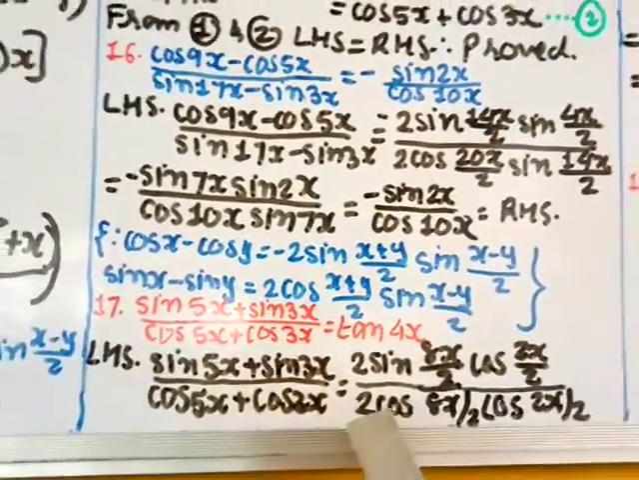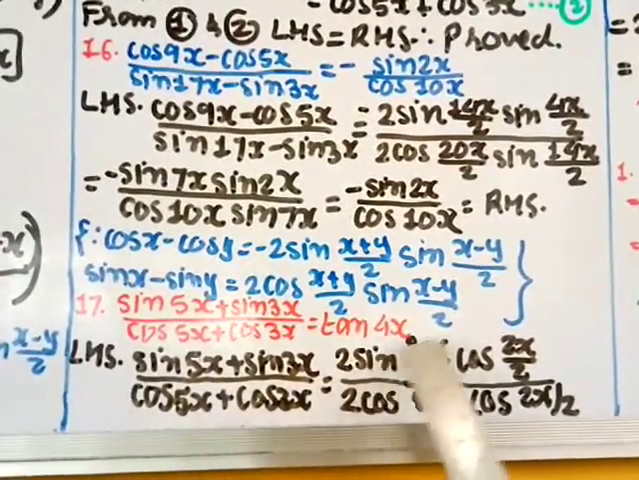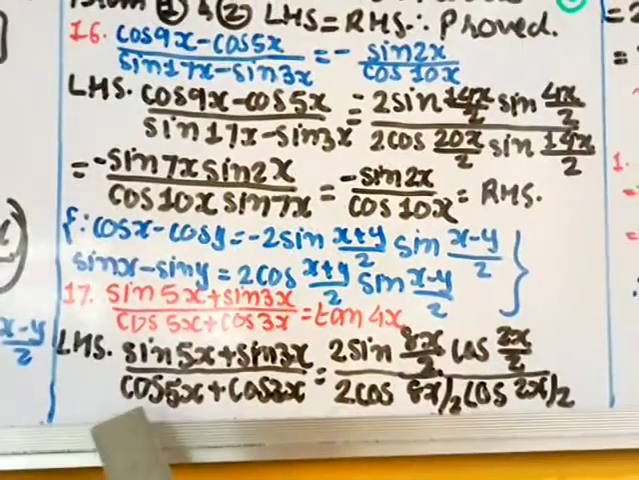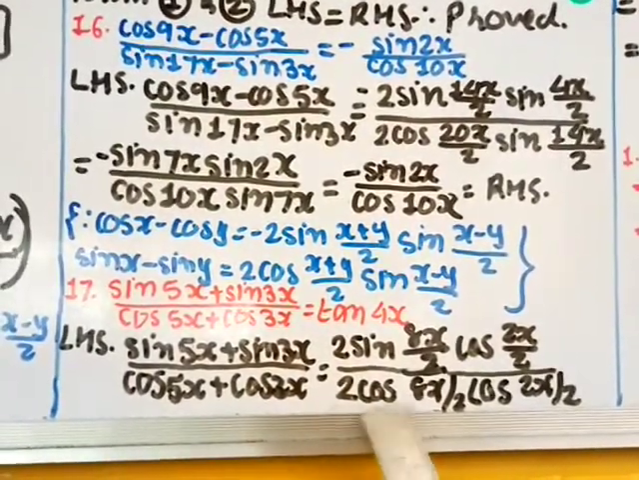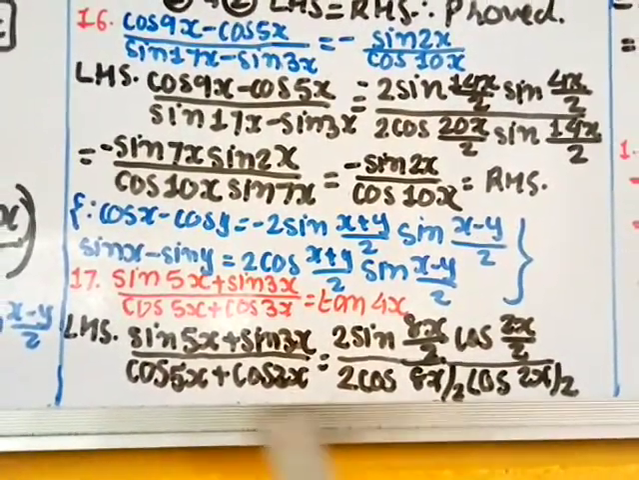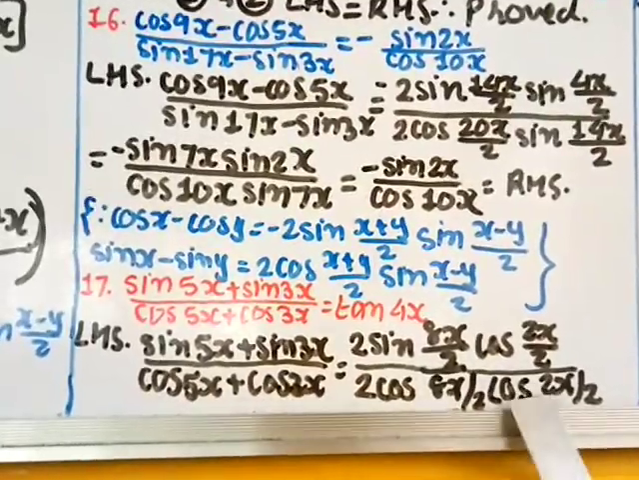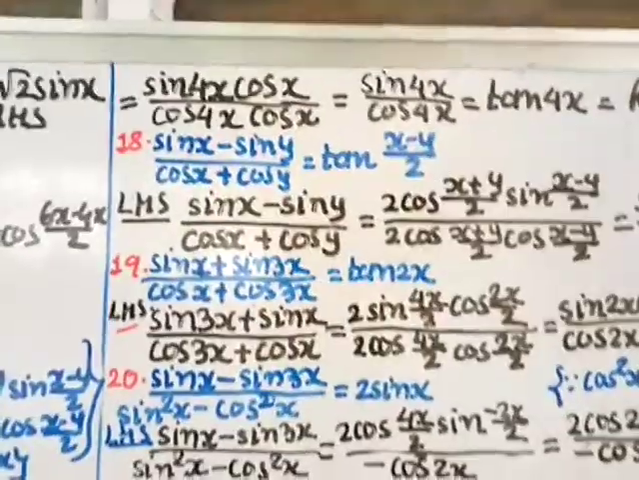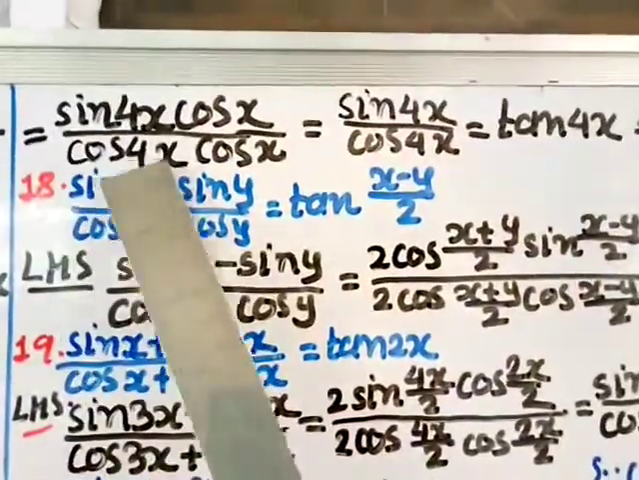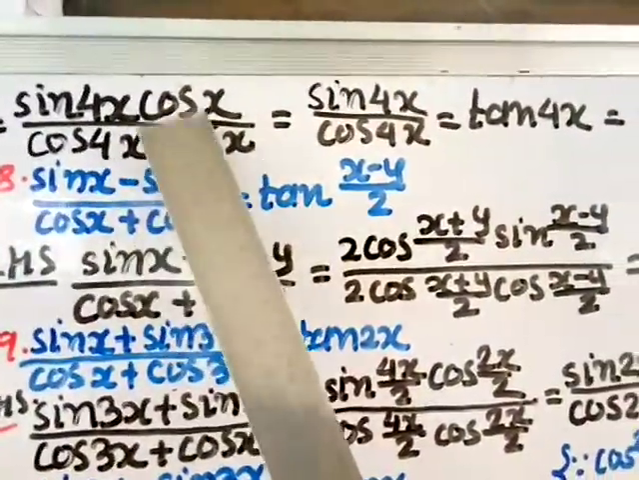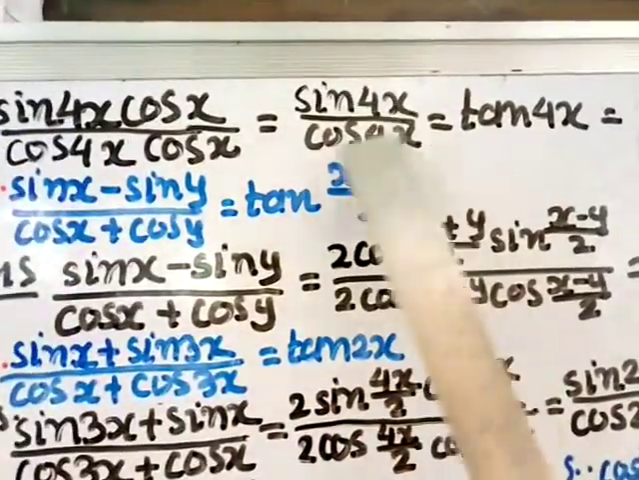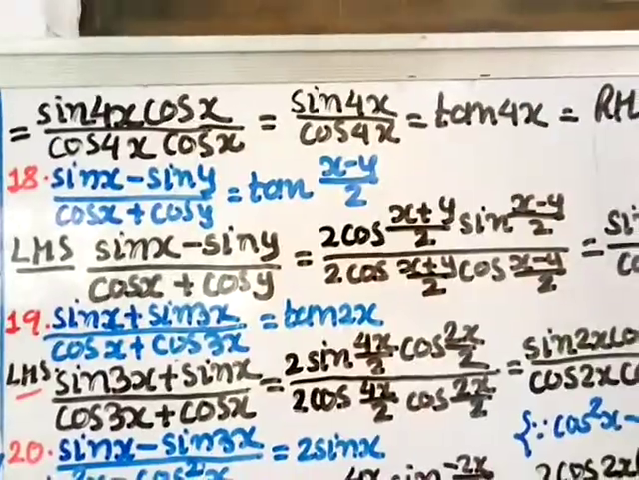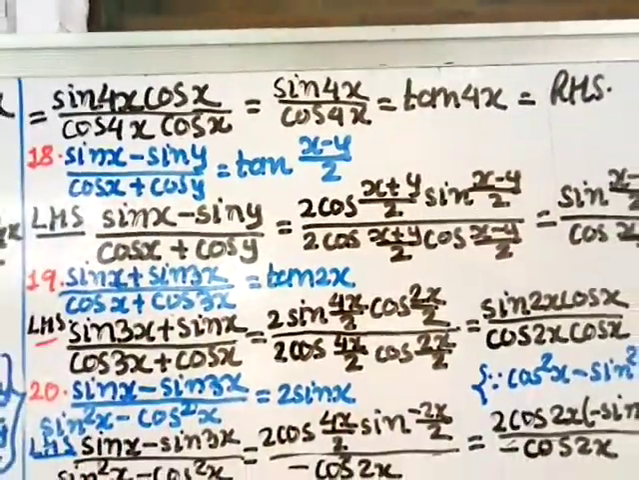Use the identity: sin 5x plus sin 3x is 2 sin((5x+3x)/2) cos((5x−3x)/2), that is 2 sin 4x cos x, and cos 5x plus cos 3x is 2 cos((5x+3x)/2) cos((5x−3x)/2), that is 2 cos 4x cos x. Cut by 2, you get sin 4x cos x divided by cos 4x cos x. Cos x cuts, and sin 4x by cos 4x is tan 4x, equal to the right hand side. So that is the solution for question number 17.